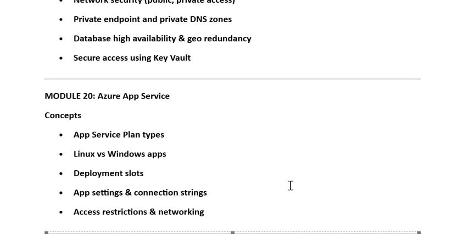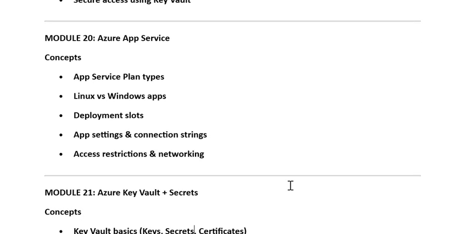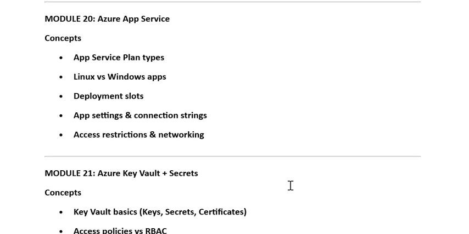Then the app service plan. What is the app service plan? The app service plan is defined for the web app, function app, and some logic apps. In these concepts, we have app service plan types, Linux and Windows type, deployment slot, app settings, connection string, and extension on network, that we can discuss.